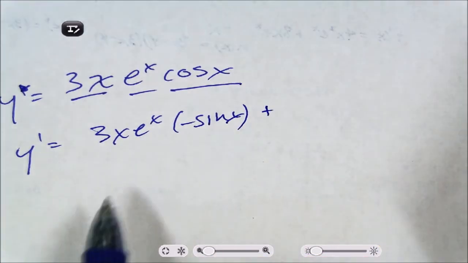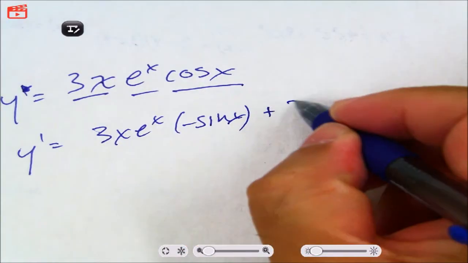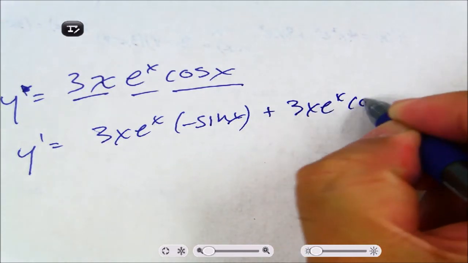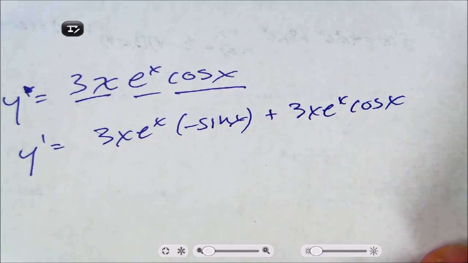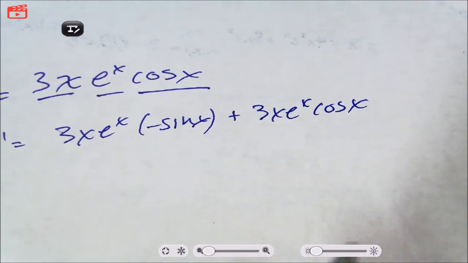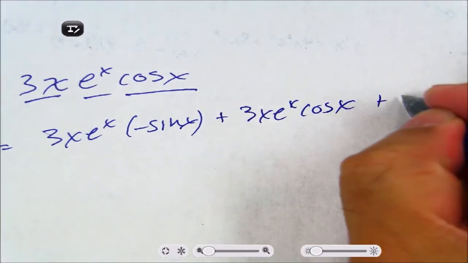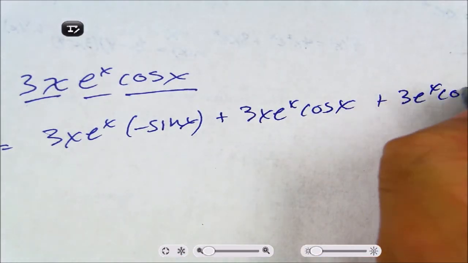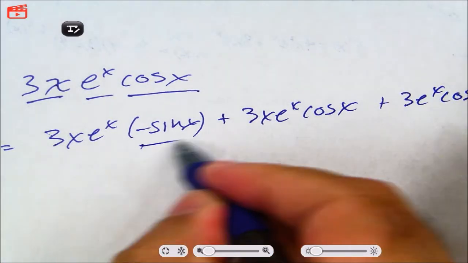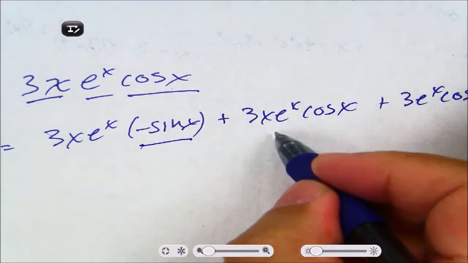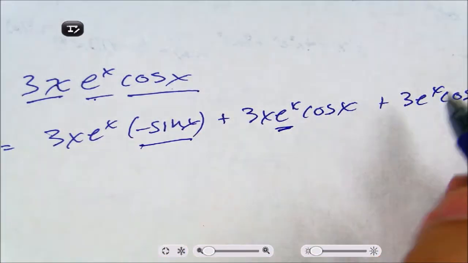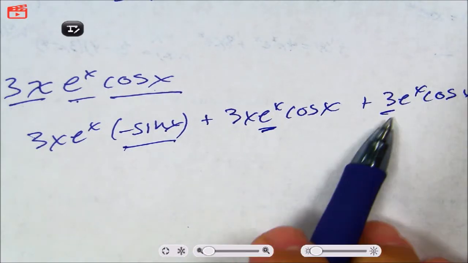Now, let's take the derivative of e to the x. So that'll be 3x e to the x cosine x, because the derivative of e to the x is just itself. Now, take the derivative of 3x. So that'll be plus 3 e to the x cosine x. So here's the derivative of cosine, here is the derivative of e to the x, and here is the derivative of 3x.